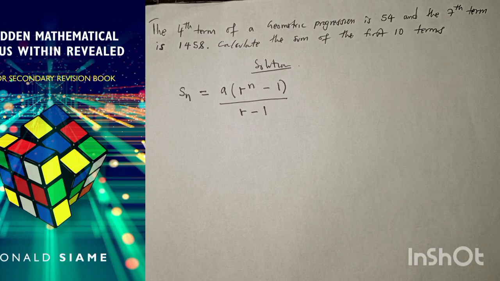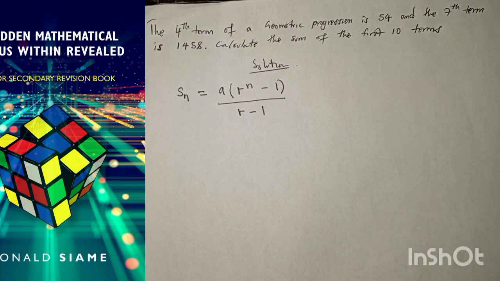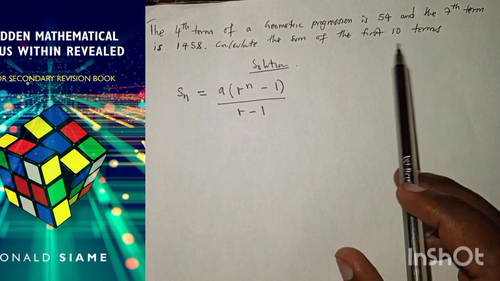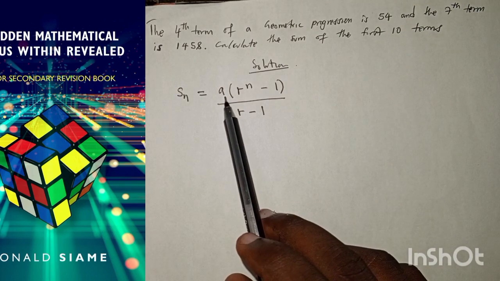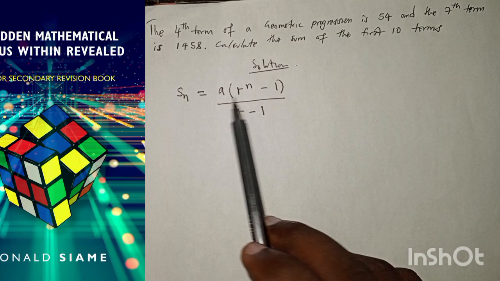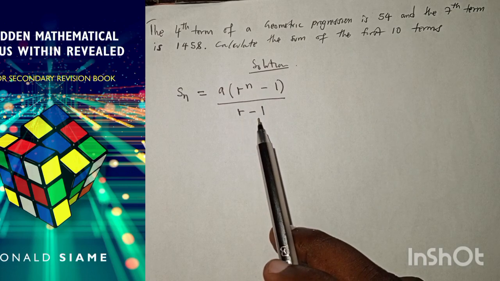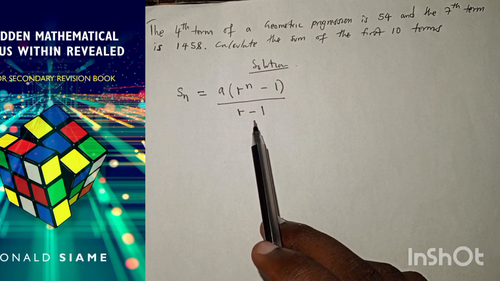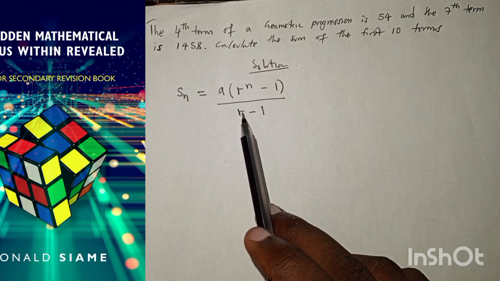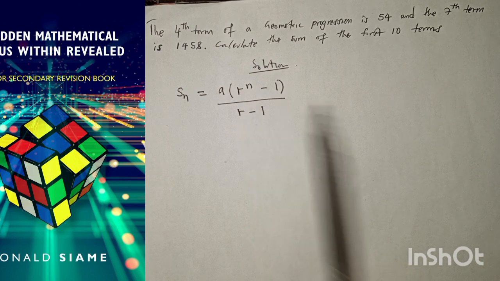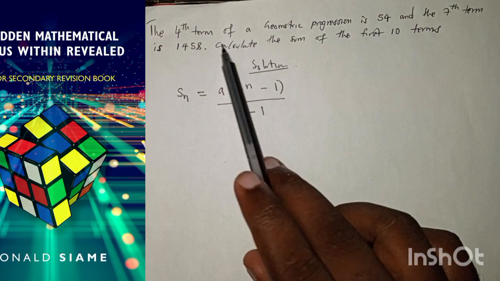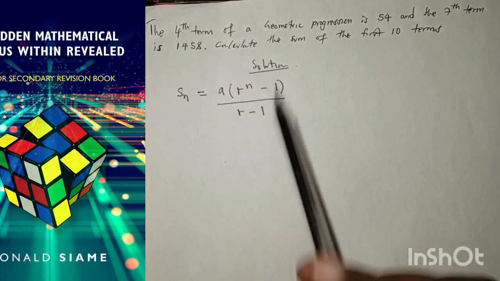Now from that formula, we are supposed to have the value of n, which we do. Calculate the sum of the first 10 terms, so n is 10. A is the first term, which we don't know, and r, the common ratio, we don't know. So we need to calculate A and r from the information given. The first information is that the fourth term of a geometric progression is 54.